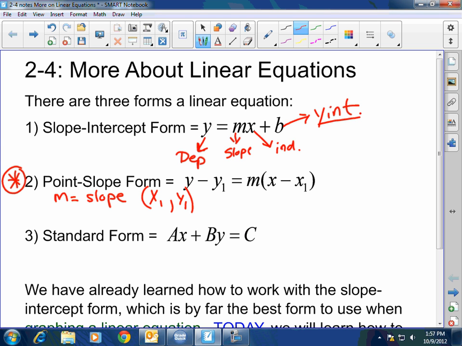And then you have standard form, which is ax plus by equals c, where a and b are integers. Okay, they're not fractions or decimals, they're integers. We're going to work with standard form a little bit today as well. It's very simple, not very useful except for just a couple things, and we're going to touch on those right now in a second.